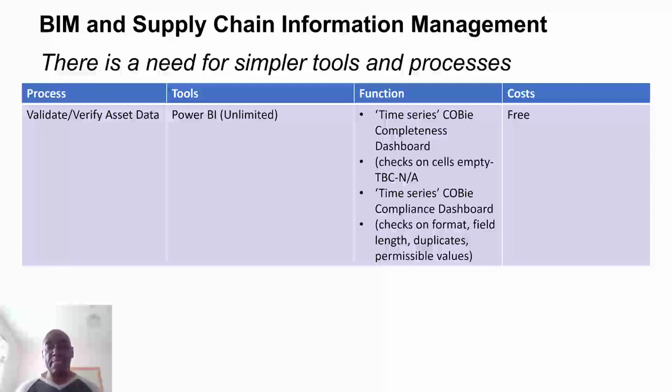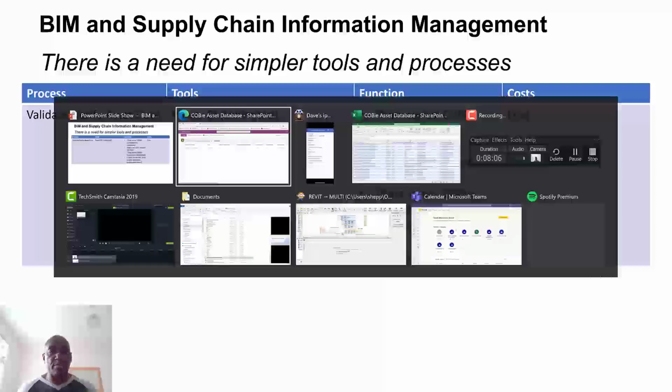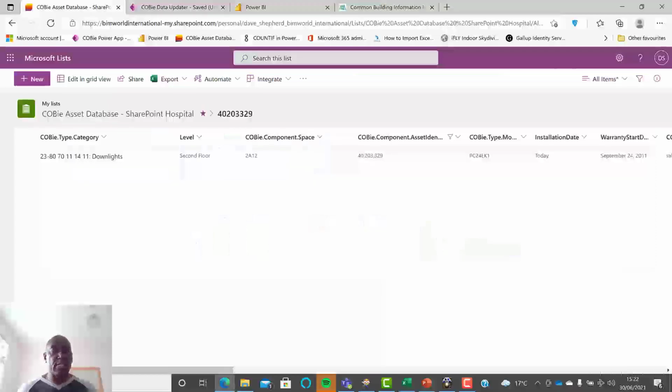The other piece of the puzzle is, of course, we need to validate and to verify the asset data. So probably we'll be thinking about a time series for COBie completeness and also a time series for COBie compliance. So is the format right? Is the field length right? Again, if I try to do this in Excel, I am very much constrained to discreetly sharing that file to different parties. Whereas if I use Power BI, then the access to this, again, it can be password protected, but the access to this is completely different.